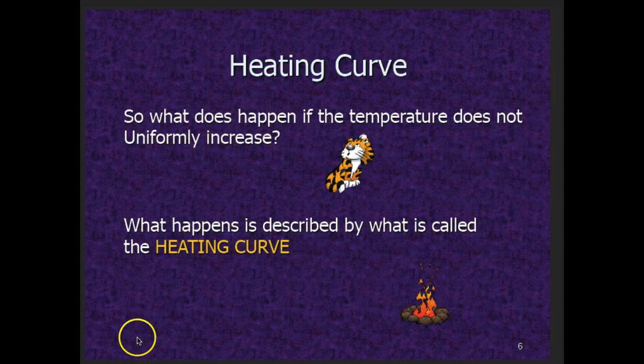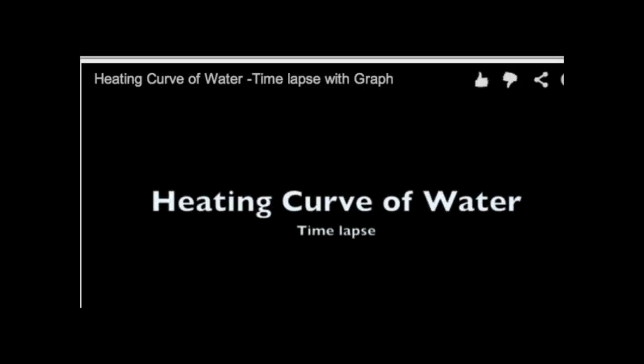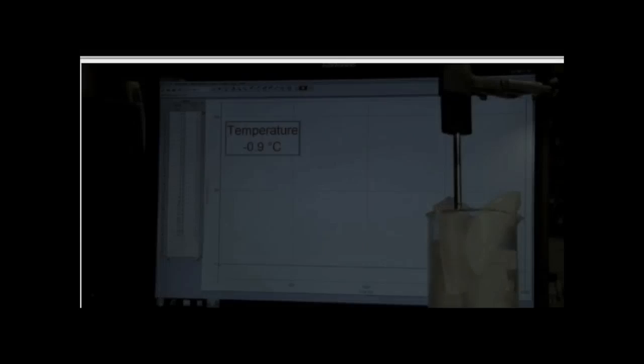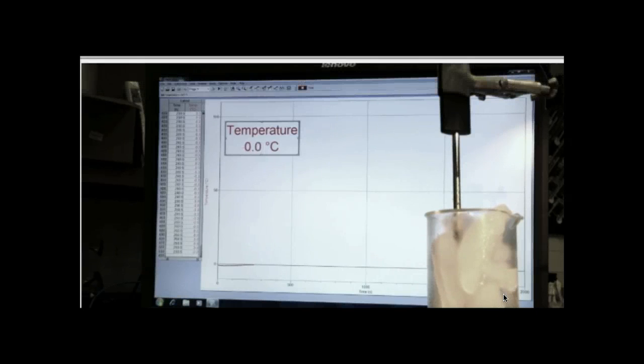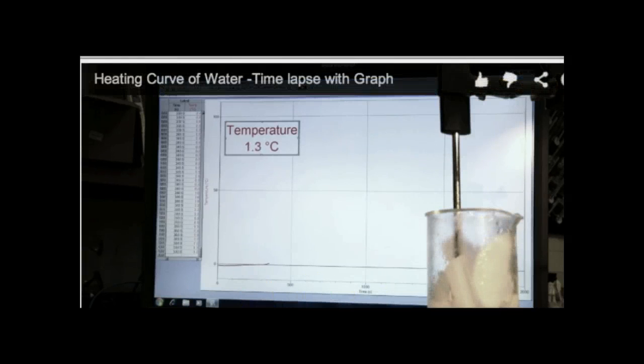So what does happen if the temperature doesn't uniformly go up? What happens is described by what we call a heating curve, but I'd also like to show you a time-lapsed demo courtesy of Mr. Grotsky. So here you see the heating curve of water. You have a beaker with ice in it, and you can't quite see it, but it's on a hot plate, and continuous heat is being added to it. Hold on, let me just increase the size of the screen.